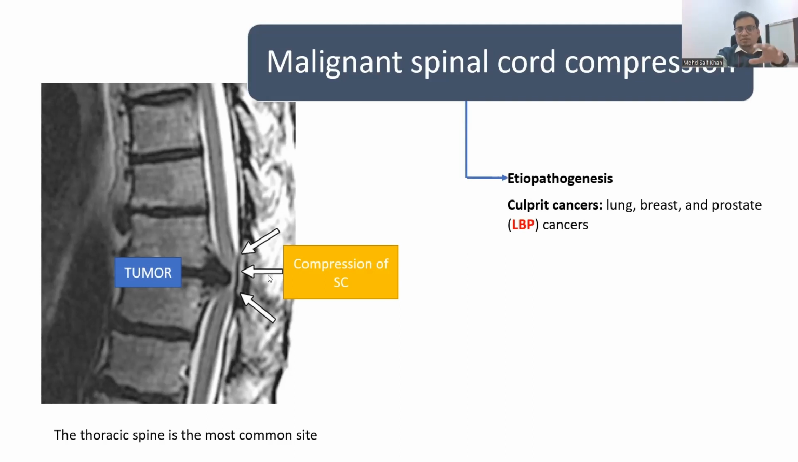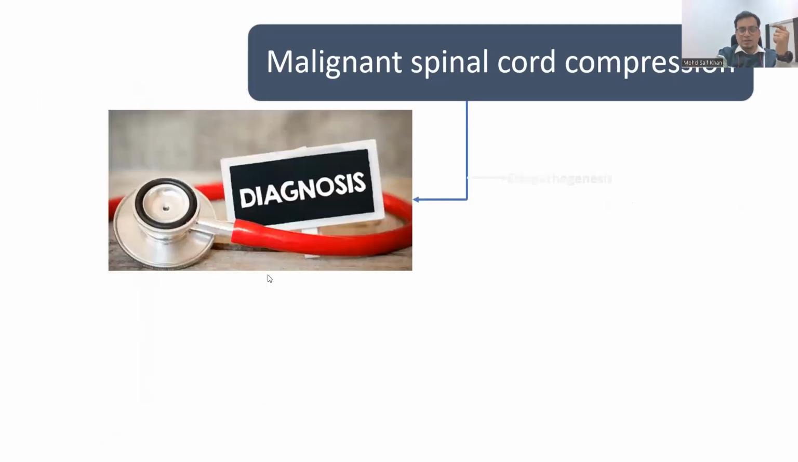So what happens? There is a hematogenous spread of cancer cells to the vertebra where the tumor may grow and impinge on the spinal canal. Furthermore, it may cause pathological fracture. It may cause collapse of the vertebrae with the resultant mass effect over the spinal cord. So that is the pathophysiology. So the diagnosis is usually clinical.